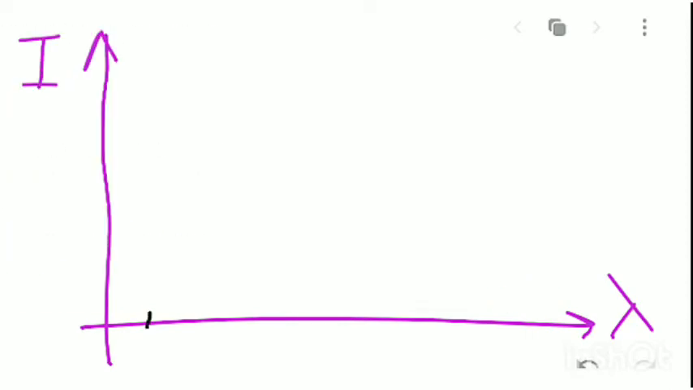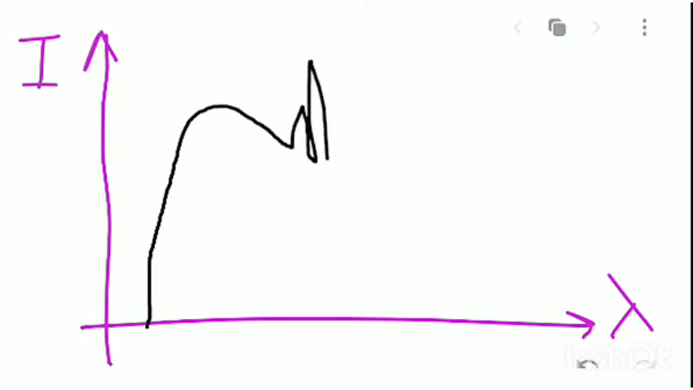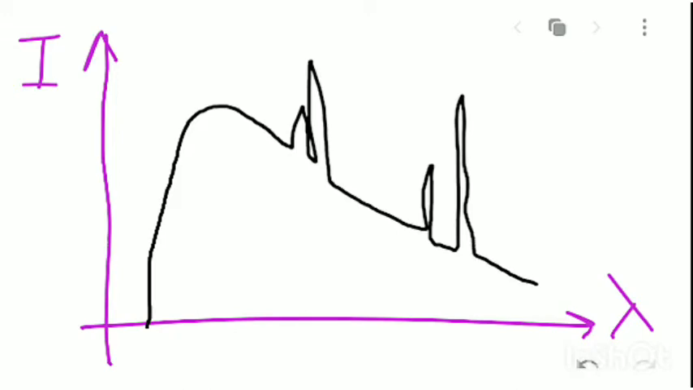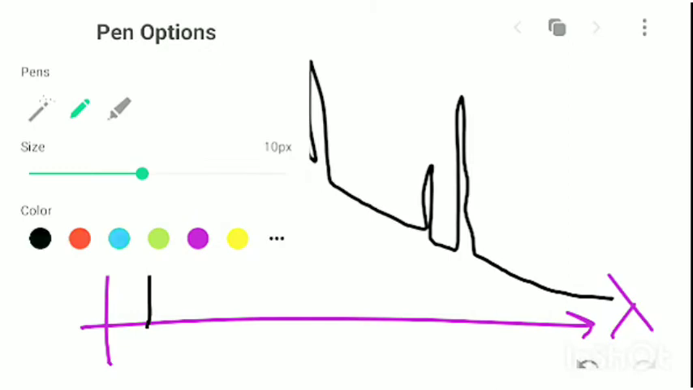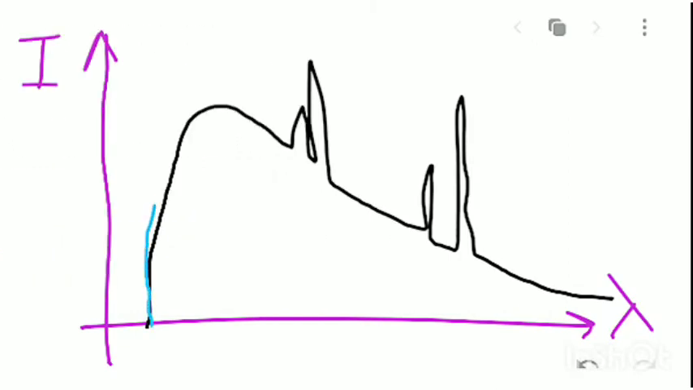The graph starts at some value like this, then it moves up, then it comes down. Suddenly, a first peak here, then again, first peak, second peak, and it goes on. So this is how the graph looks in the case of X-rays. We can see here there are actually two kinds of radiation we have got. One portion is like this, going continuously.